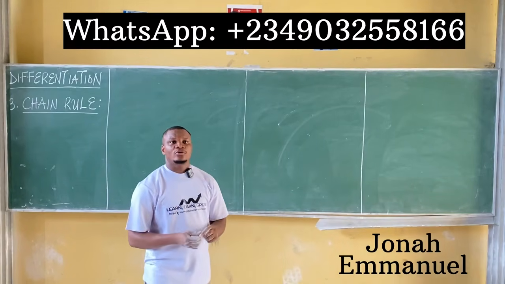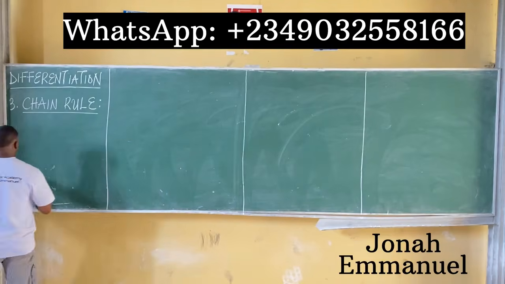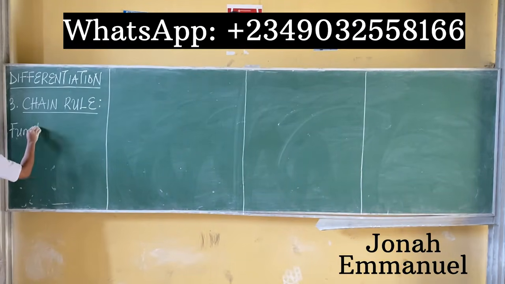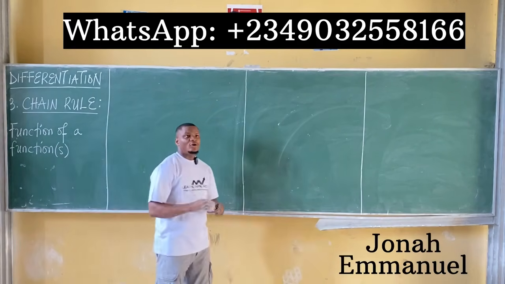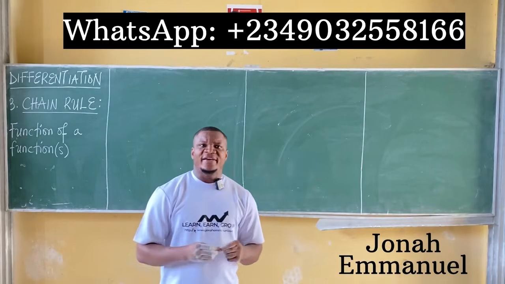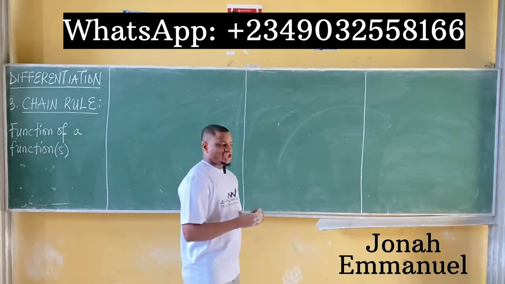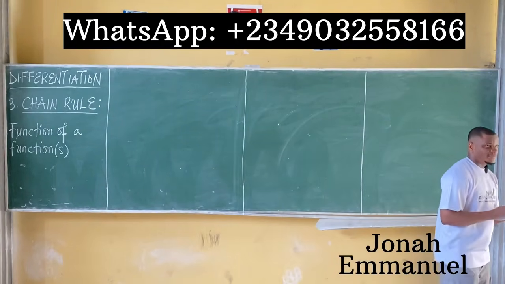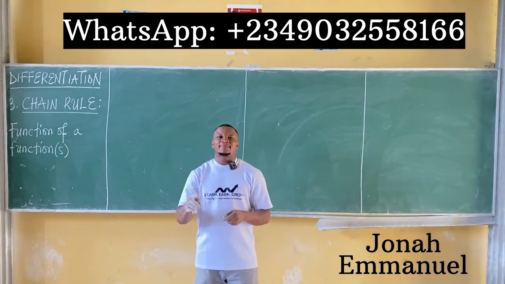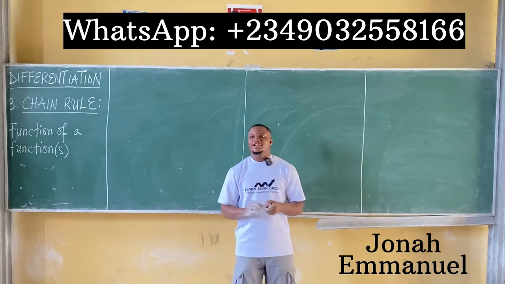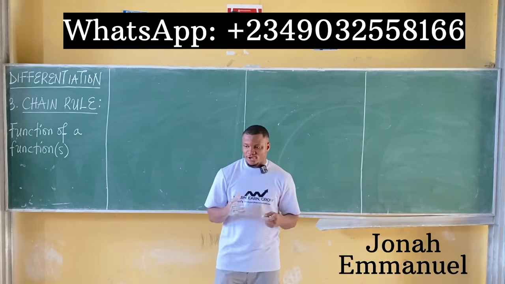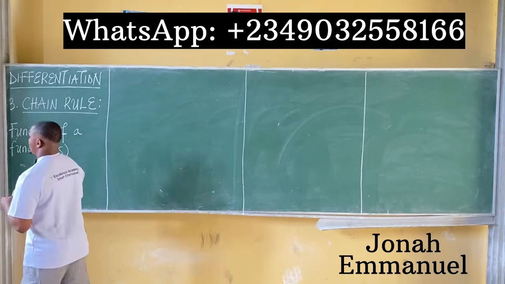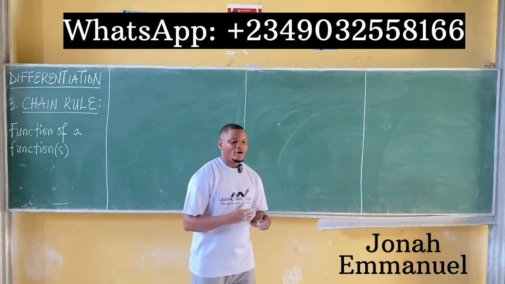Chain rule, also called function of a function or function of several functions, is a method of differentiation that involves getting the change in a variable with respect to another variable by taking the product of two or more differentials.